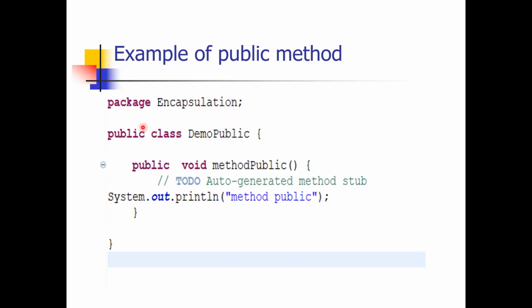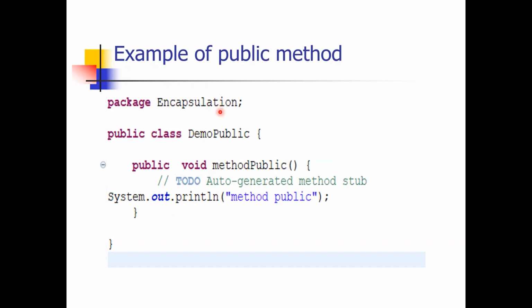This is the class that is publicly visible to all, and this is a method that is publicly accessible. Here this is the class name, DemoPublic, and the class is also public, mentioning the public keyword. This is the method name. Class name DemoPublic, and method name methodPublic, and here we have printed method public. This is the example of a public method.